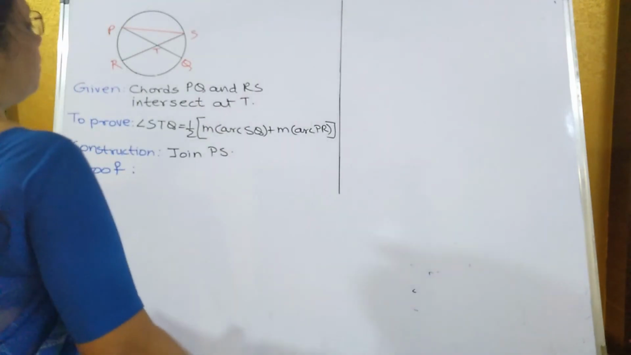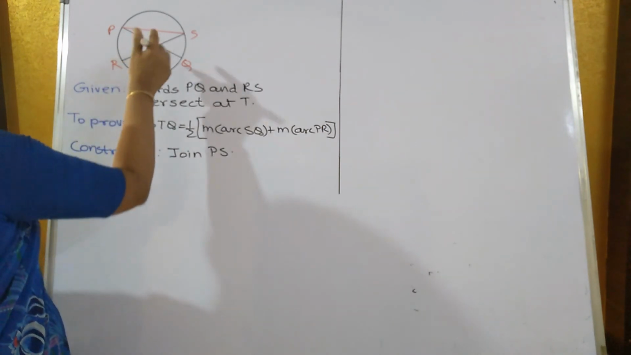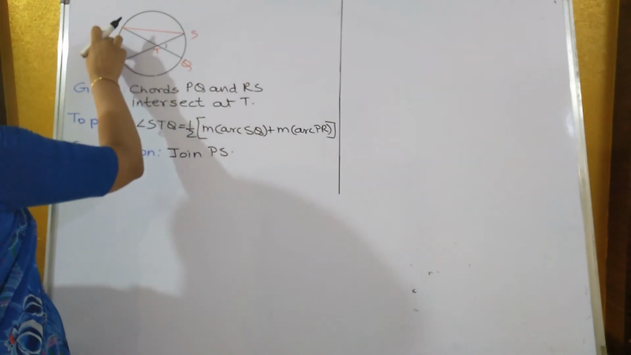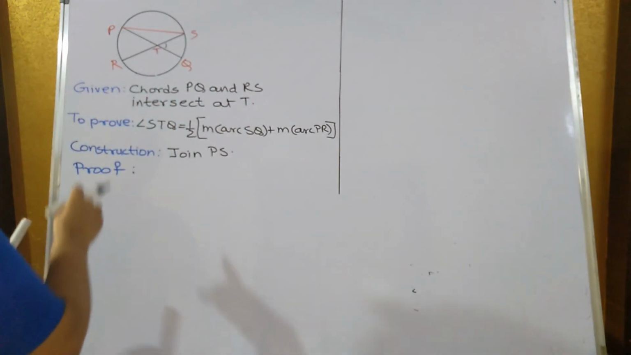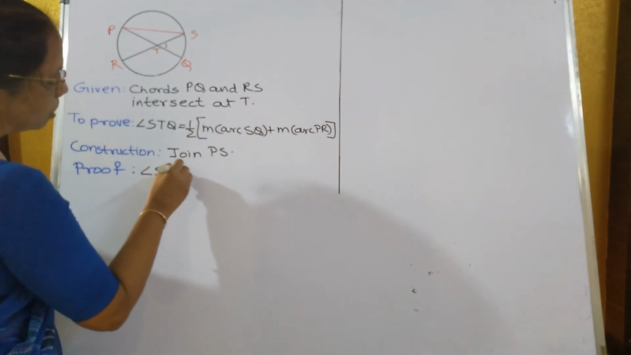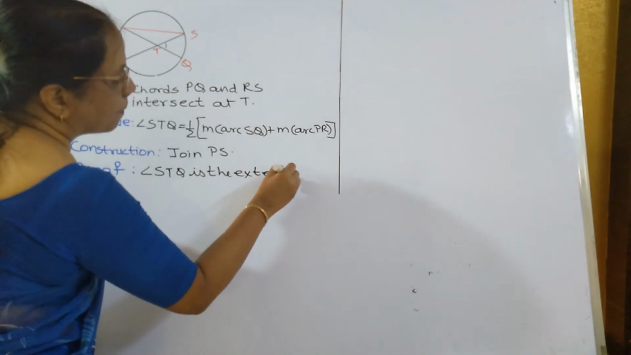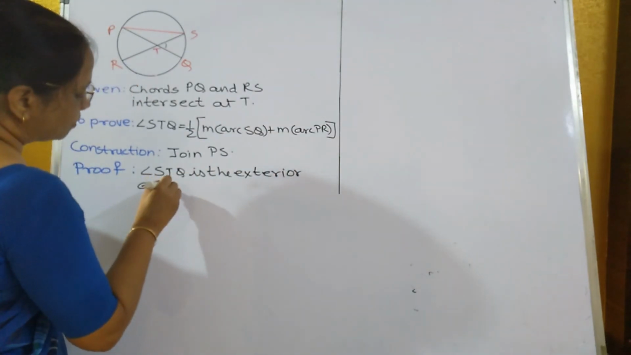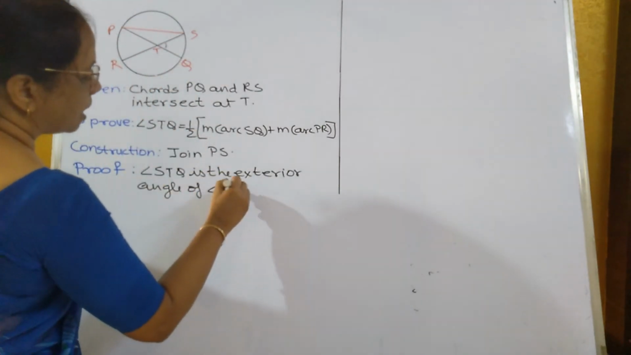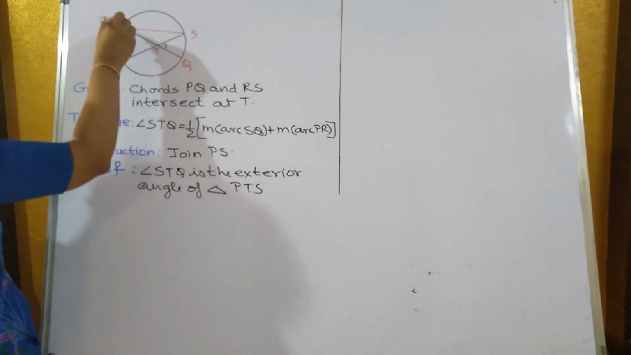Now given chords PQ and RS intersect at point T, prove that angle STQ, that is this angle, is equal to half of measure arc SQ plus measure arc PR. Construction: join PS. Now angle STQ is the exterior angle of triangle PTS. So it is an exterior angle of this triangle PTS. So this angle is equal to this plus this.